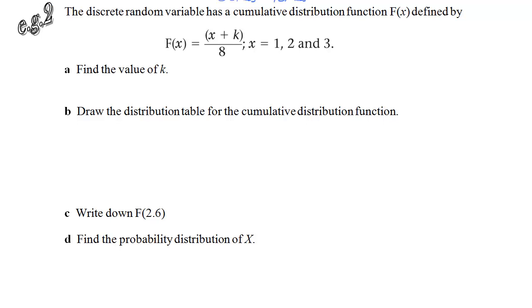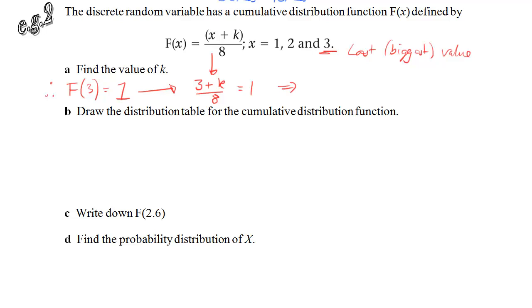We have a cumulative distribution function. So we're not given the probability, we're given f of x, and it's a formula with k in it. And again, k is some constant that we don't know. Okay, but what we do know is that the three possible outcomes, 1, 2, and 3, 3 is the biggest of those. So f of 3, i.e. the probability that it's less than or equal to 3, must be 1. So we use that fact, and we use the formula that we're given, to make an equation, and that will help us find k. So substitute x equals 3 into that expression and make it equal to 1, and we simply solve to find k. So I multiply by 8, 3 plus k equals 8, and that gives me k equals 5.